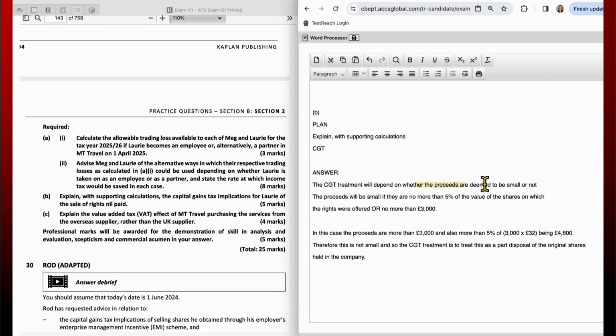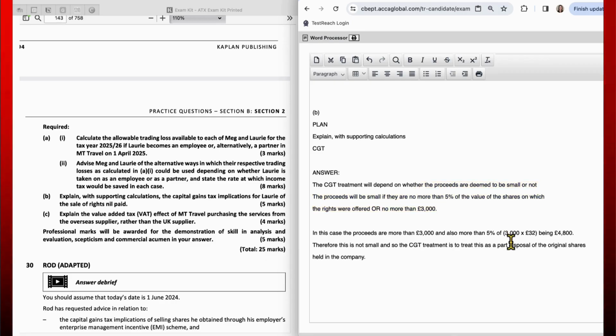Okay, so it depends on whether the proceeds are deemed to be small or not, and proceeds will be small if they are no more than 5% of the value of the shares on which the rights were offered, or no more than £3,000. So that £3,000 is a fixed part of the rules. Now, if we look at our situation with Laurie, the proceeds definitely are more than 3,000, and they are also more than 5% of the value of the shares on which the rights were offered. How do we work that bit out?